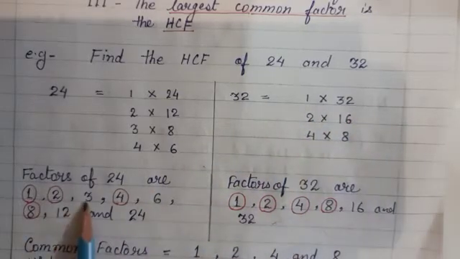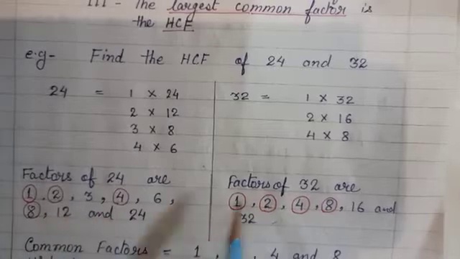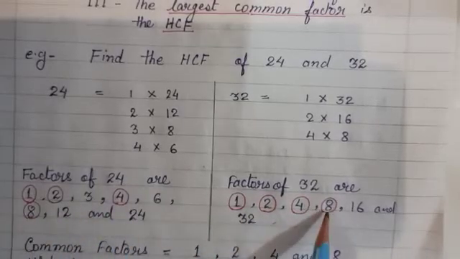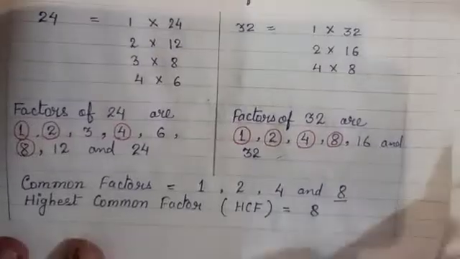If we compare the factors of 24 and the factors of 32, we can find there are four common factors: 1, 2, 4 and 8. So common factors are 1, 2, 4 and 8, and out of these four common factors the highest common factor is 8. So HCF is 8.